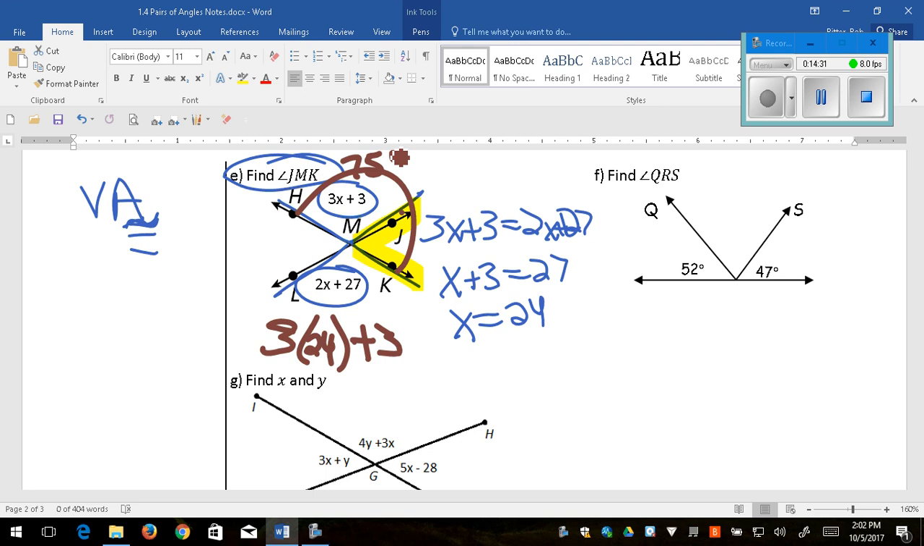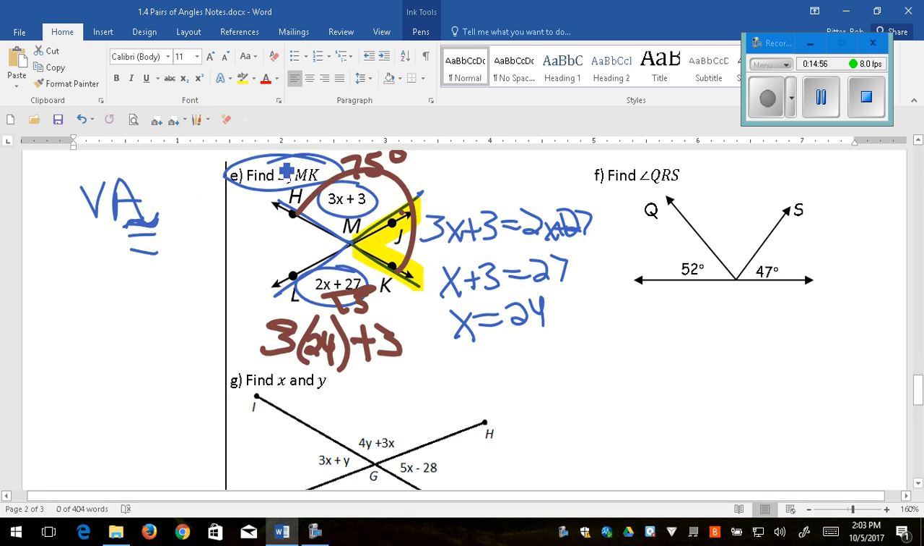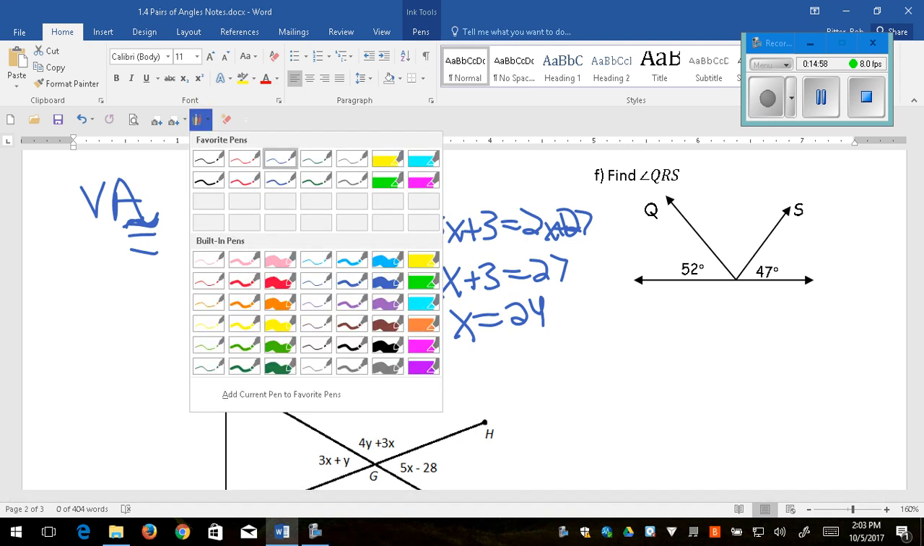Hold on. We set those equal. No, I set it up right. Subtract 3. 27 minus 3 is 24. 3 times 24 plus 3 is 75. I got 75. I just plugged it in the wrong way. So either way, it's 75 degrees. It's just a very bad picture, a bad drawing. You'll find that in geometry. A lot of times they're drawn not to scale, sometimes to deceive you, sometimes just because they weren't thinking about it when they drew it.